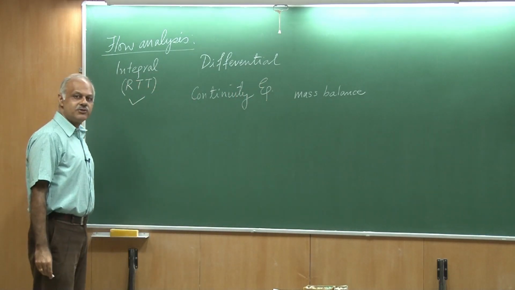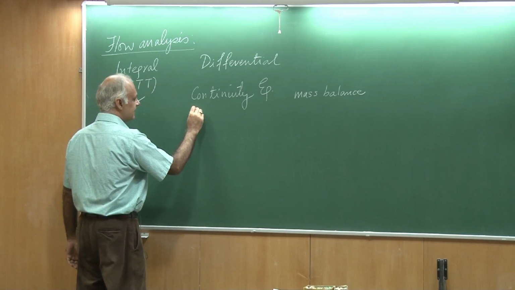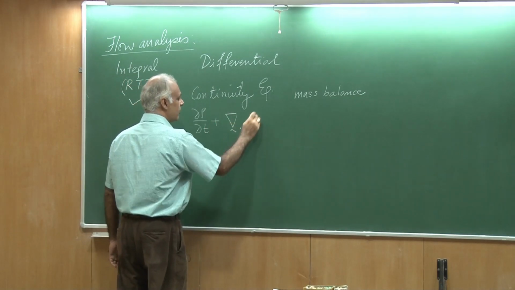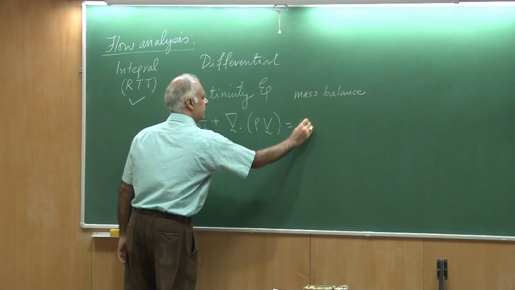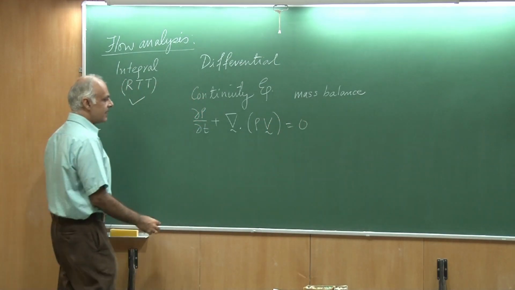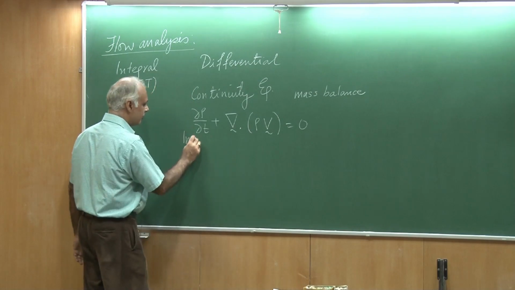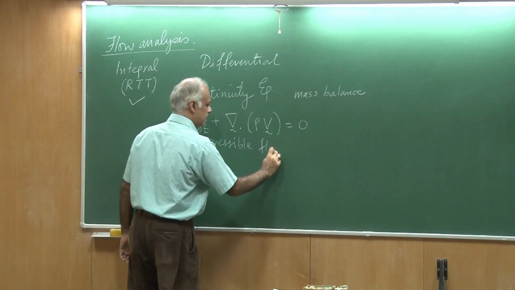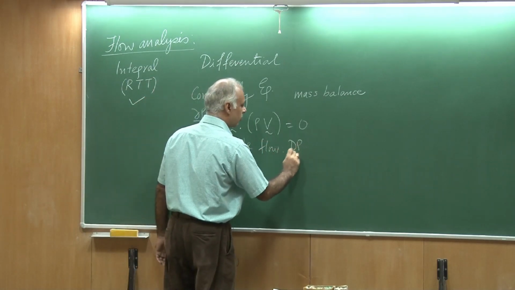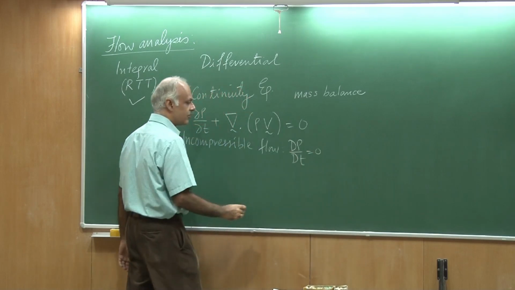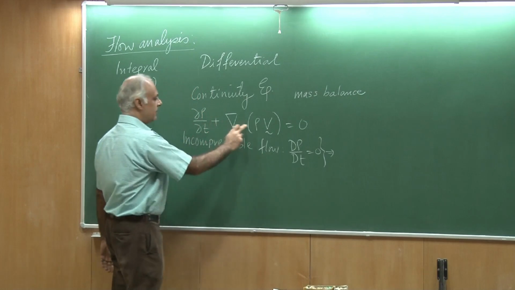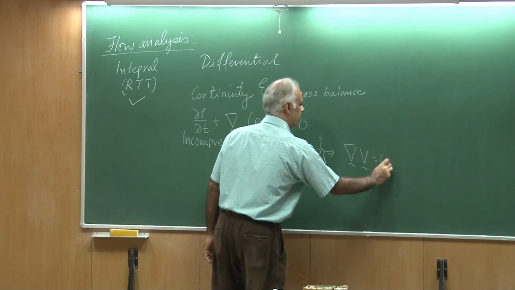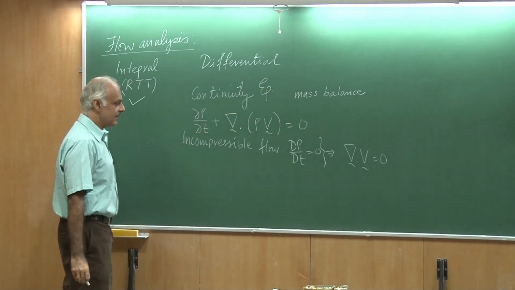The continuity equation, if you remember, was given as something like this. So, we said del rho by del t plus divergence of rho v is 0. And then we said that if you have an incompressible fluid or an incompressible flow, that leads to d rho dt, the substantial derivative, equal to 0, and in turn if you simplify this equation, then you get divergence of v equal to 0. So, that is the mass balance.